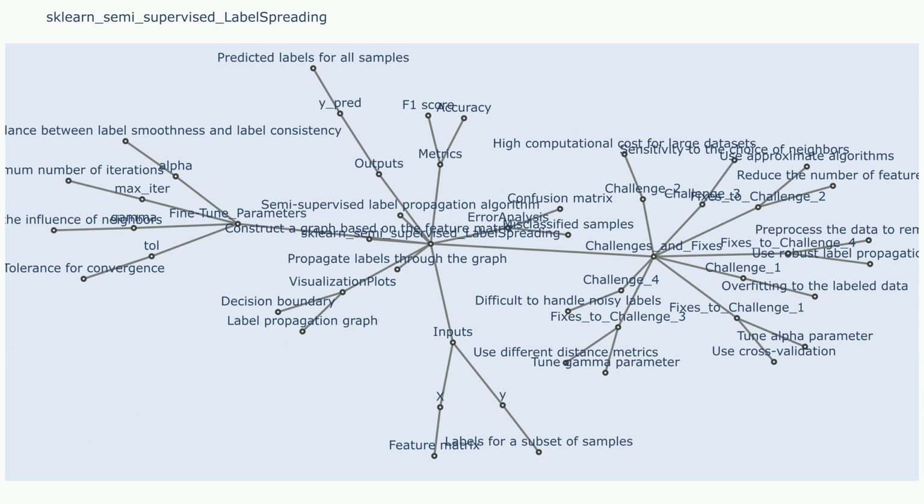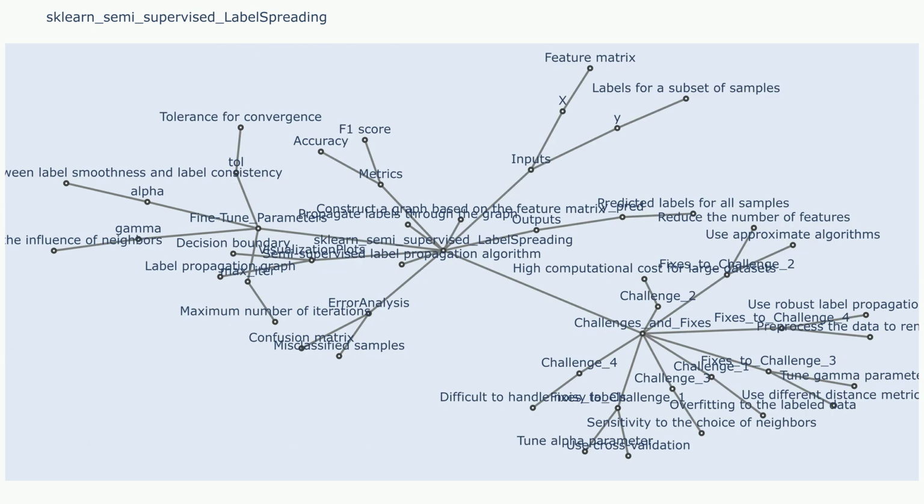Entropy. The entropy of the predicted label distribution can be used as a measure of uncertainty. Data points with high entropy have a more uncertain label prediction. Challenge 1. The choice of the similarity metric can significantly affect the performance of the algorithm. If the chosen metric is not appropriate for the data, it can lead to incorrect label propagation and inaccurate predictions.